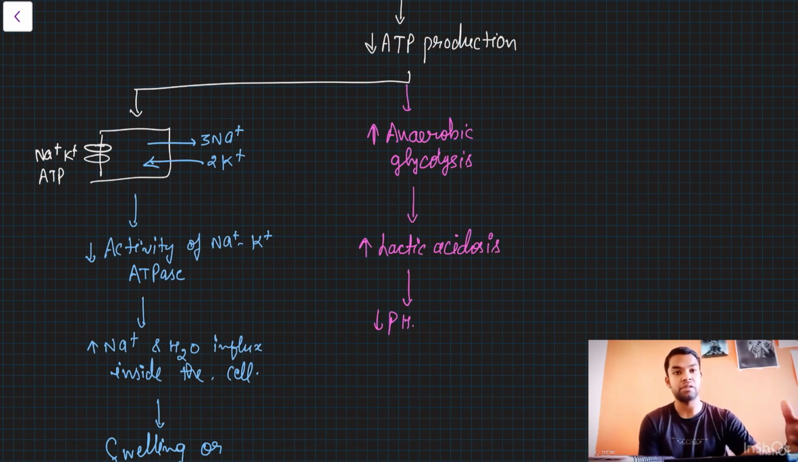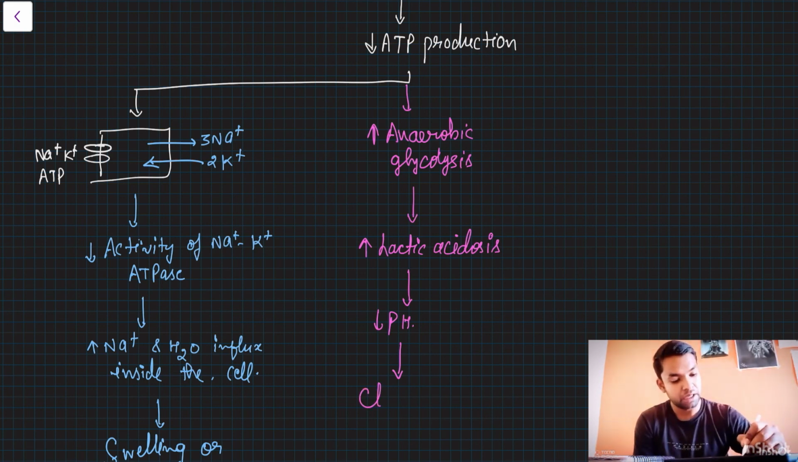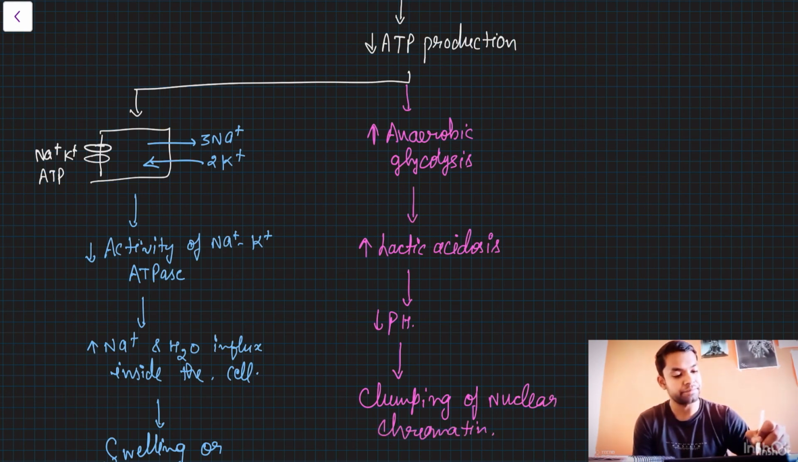So in pH reduction, what will happen? The clumping of the nuclear material will happen. So what will happen due to decreased pH, meaning acidic nature? This will lead to the clumping of nuclear chromatin. न्यूक्लियर क्रोमेटिन क्या हो जाएगा, उसकी क्लम्पिंग हो जाएगी.